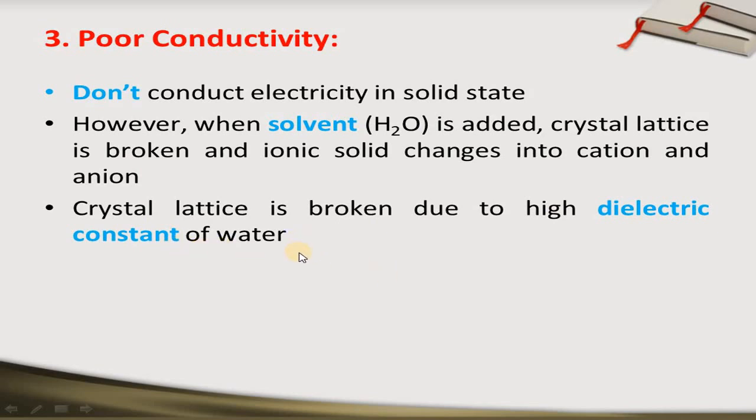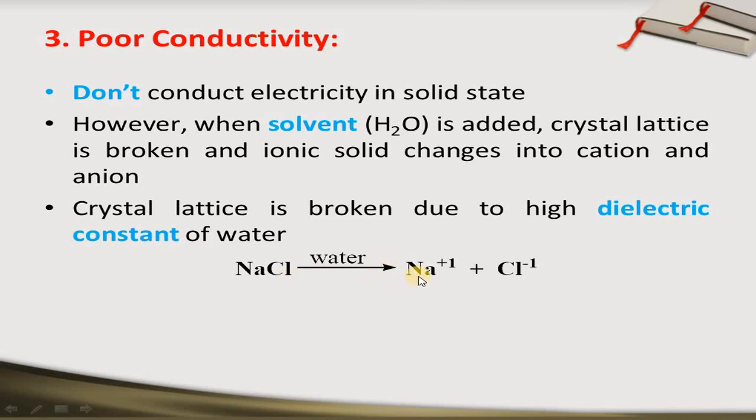Just have a look at the example of sodium chloride. When sodium chloride dissolves in water, it dissociates into its respective ions, sodium ions and chloride ions. In its solid form, sodium chloride is a poor conductor of electricity.